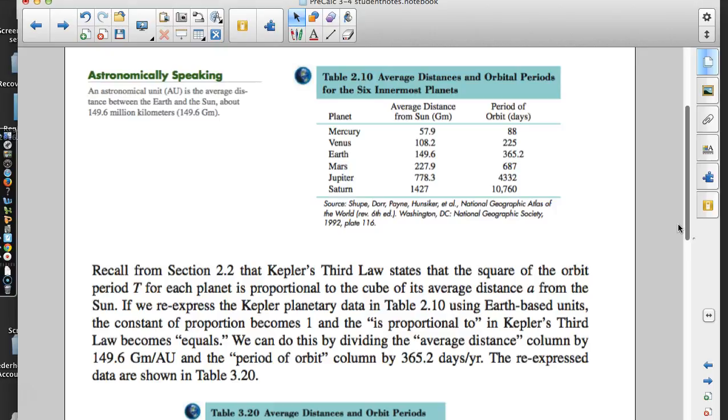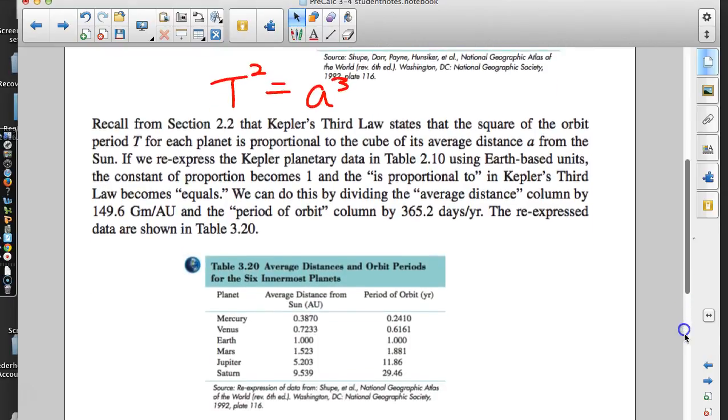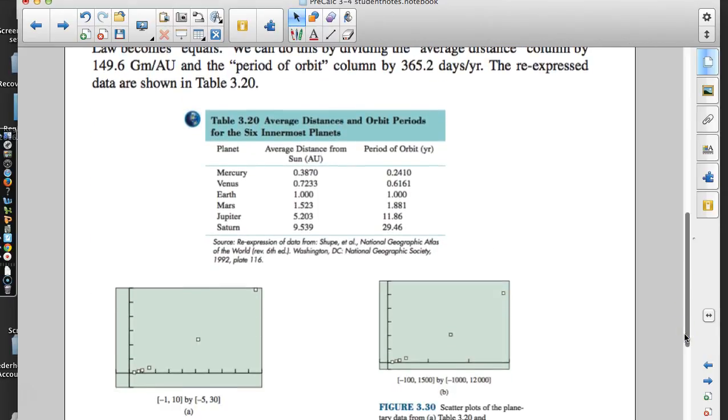So recall from section 2.2 that Kepler's third law states that the square of the orbit period T for each planet is proportional to the cube of the average distance a from the Sun. Those two things are going to be proportional to each other. It says if we re-express the Kepler planetary data from that table, it becomes more workable, easier for us to use.